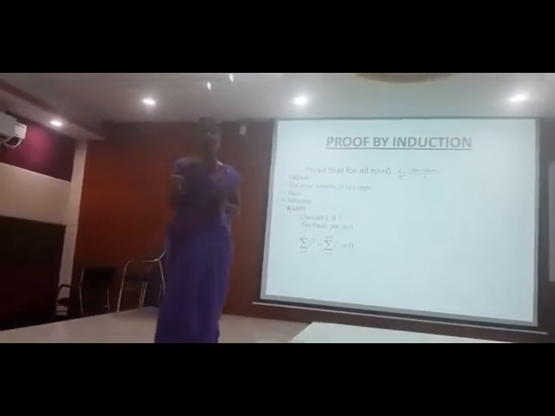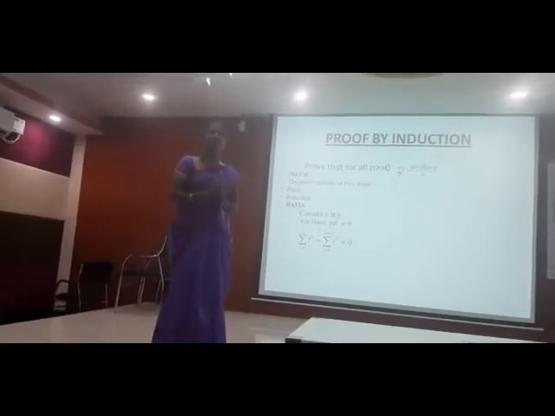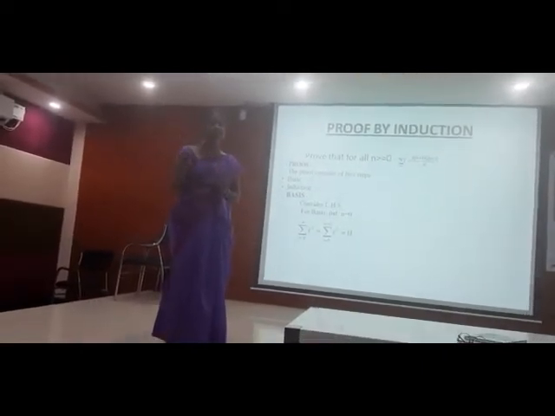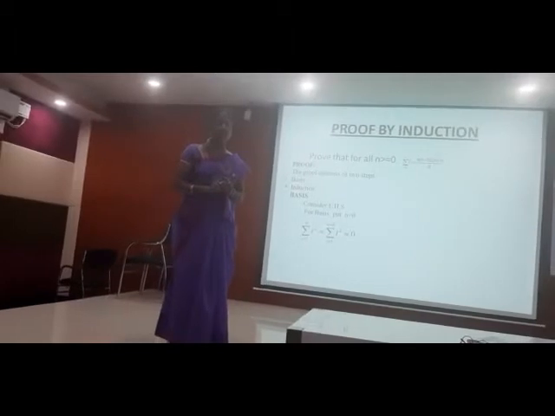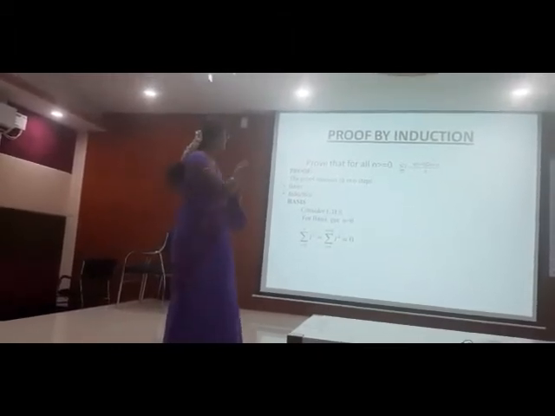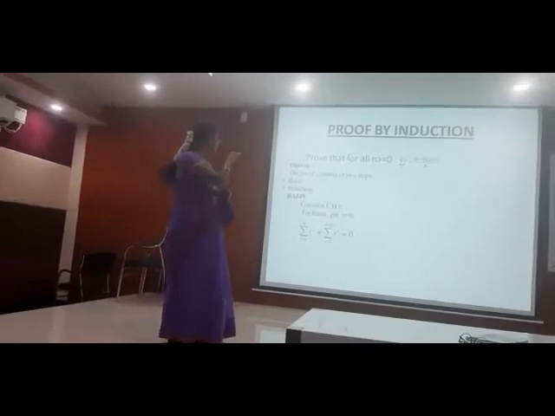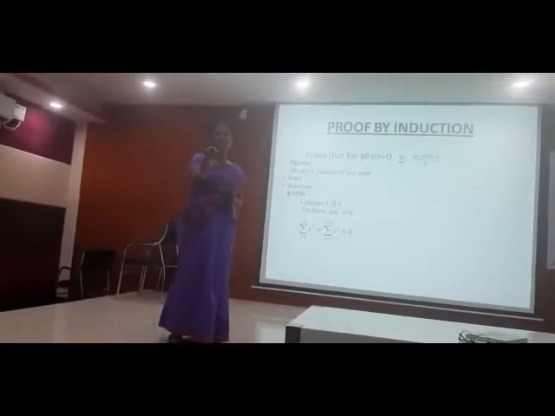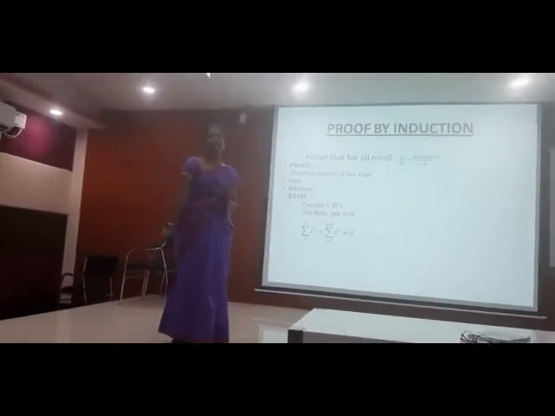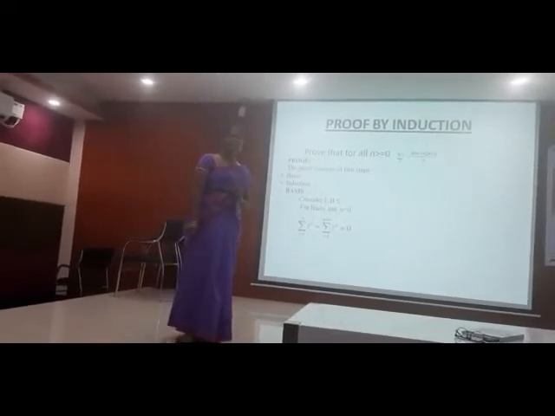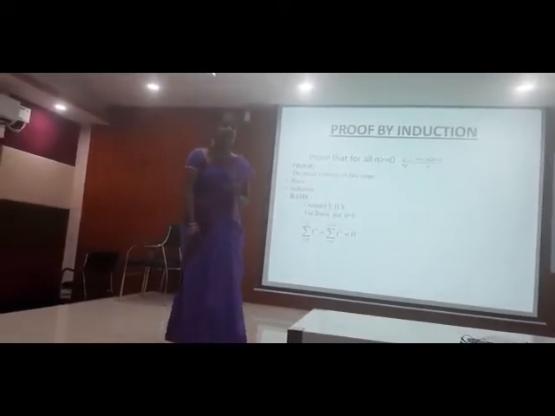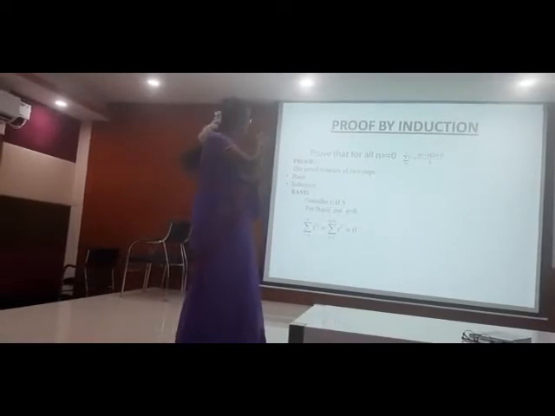So the n value should take some minimum value for the basis step. Let me put n equal to 0, or I can put n equal to 1 also. In this basis, let me put n as 0. What happens when the n value becomes 0? When the upper limit is 0, I can make the entire term 0. Whenever the upper limit is 0, I can make the entire term 0. So the LHS now becomes 0.